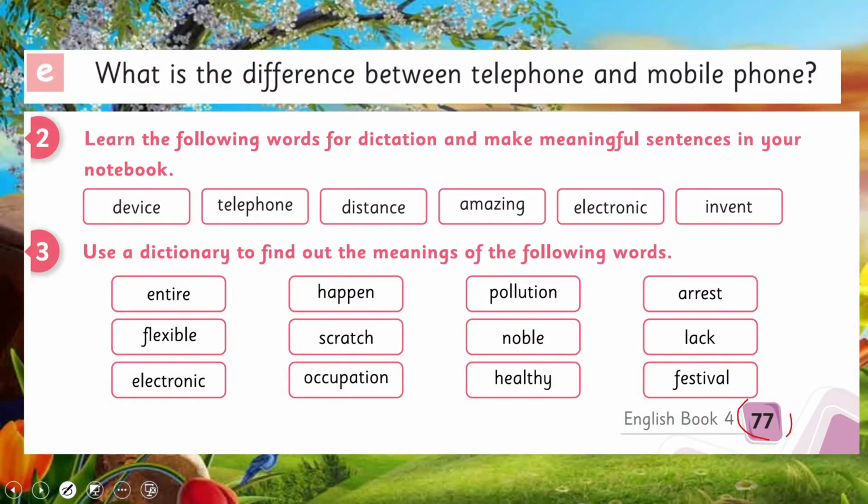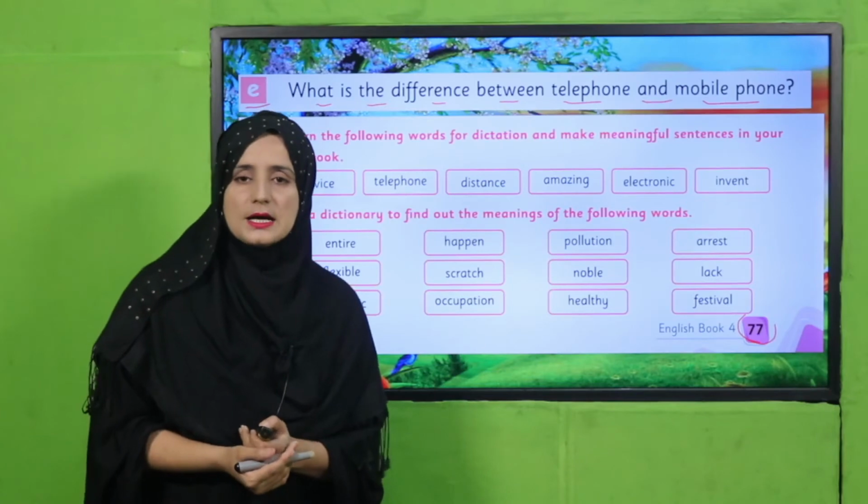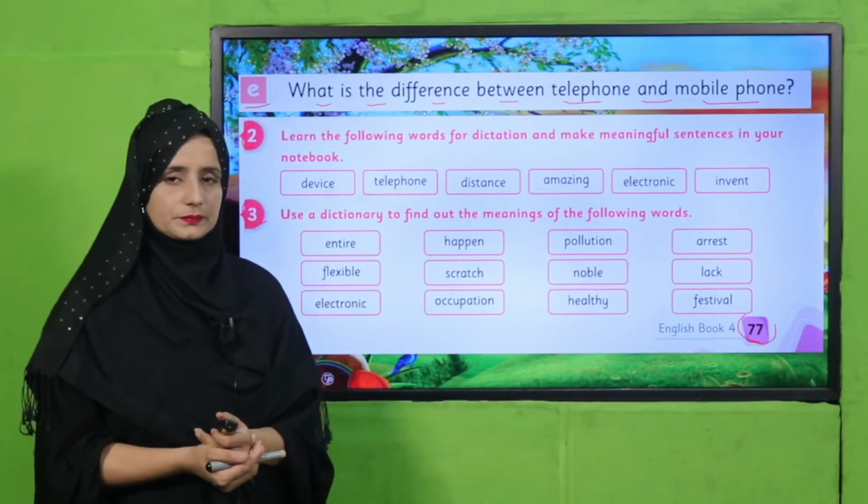On page number 77, there is one question in comprehension. What is the difference between telephone and mobile phone? You will do this question in your notebook, and question number 2 and question number 3 also, my dear teachers. Get these questions in your class and come back.